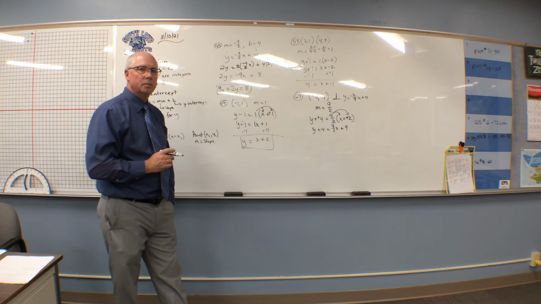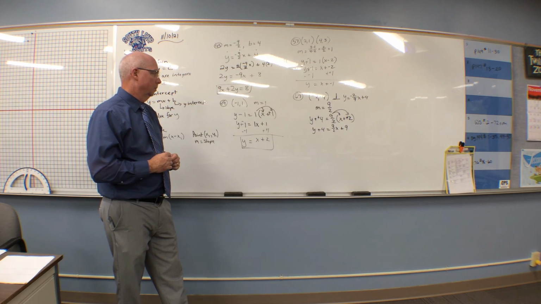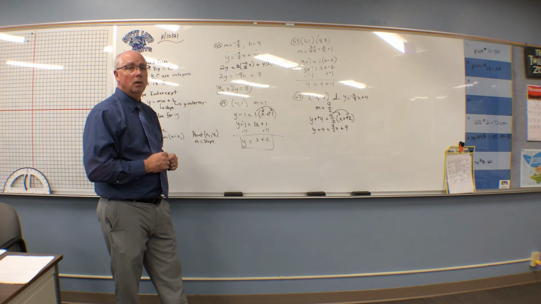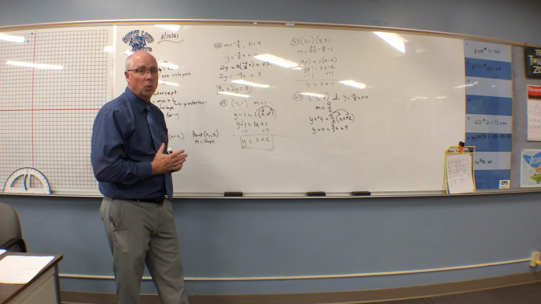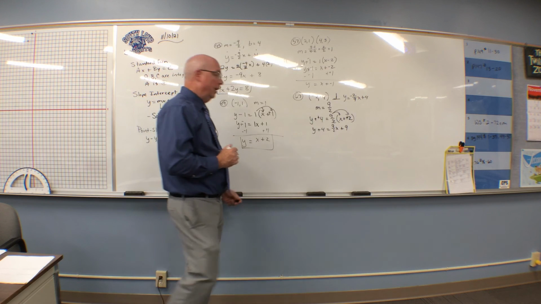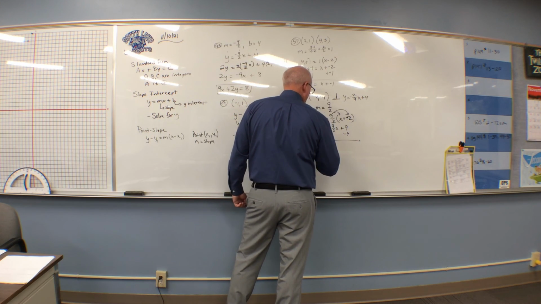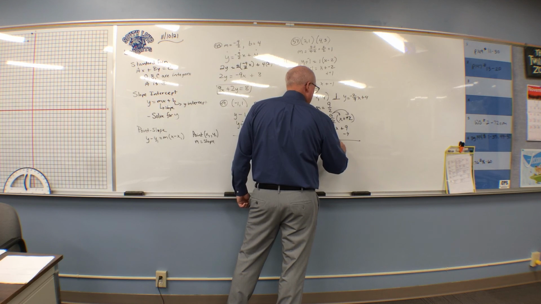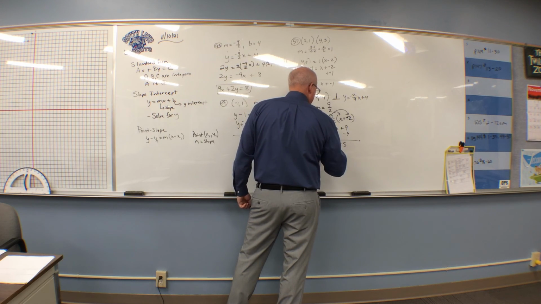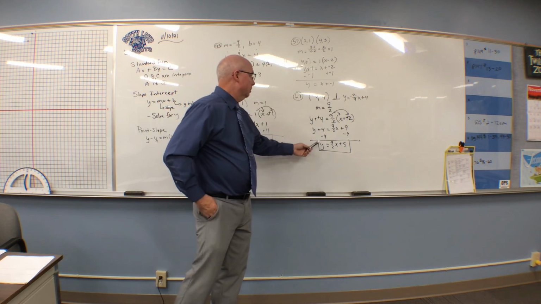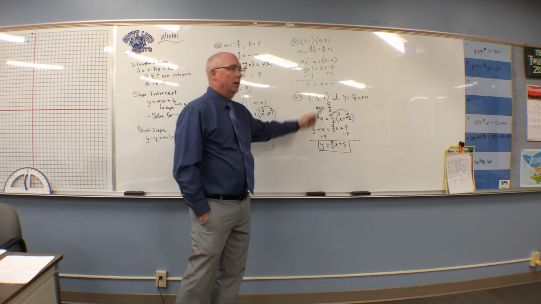Yes, Steve? How come we didn't do the 4? I'm not done yet. 4 is y. I have to solve for y. I haven't got there yet. So now I'm going to subtract 4 from both sides. And I get y equals 9/2 x plus 5. And now I'm done. This line is perpendicular to that line and goes through that point.